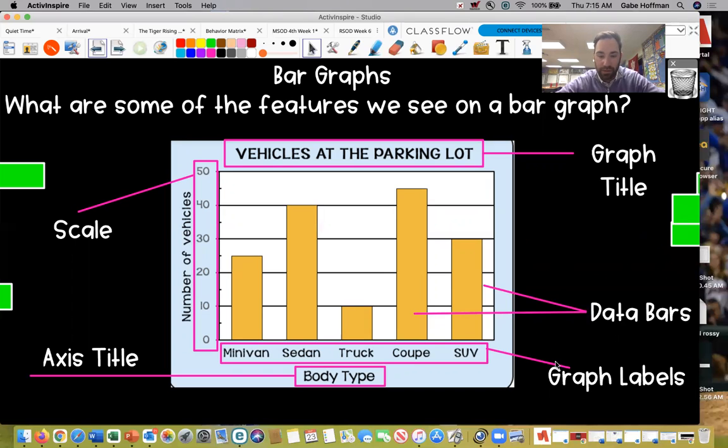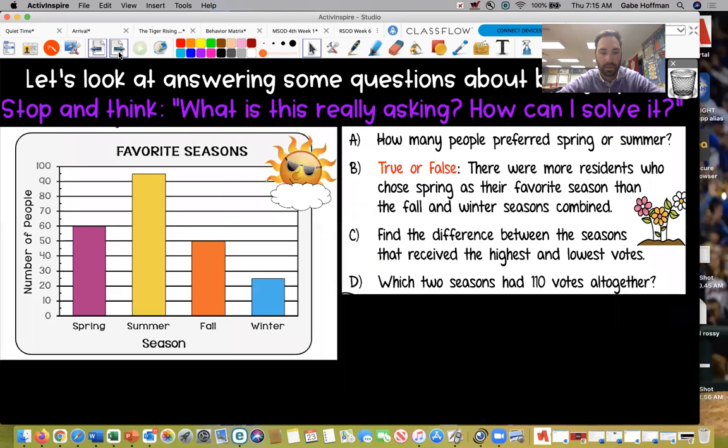And the last thing is the graph labels. These parts on the bottom are just the labels on the graph that show us what each bar actually represents. So let's look at some questions about bar graphs and how you can answer them.